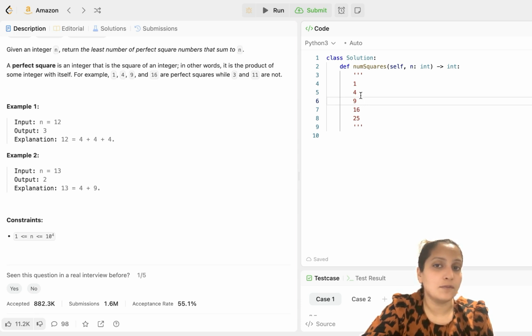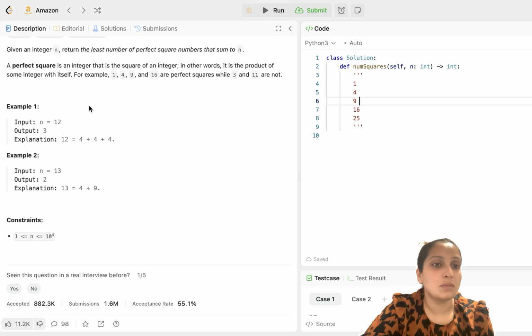So if I add 4, 9 plus 4 is 13, which is greater than 12. So that cannot be possible. Then I have only one option remaining, which is 1. So 9 plus 1 is 10, and then I have to add 1 again. 10 plus 1 is 11, and 11 plus 1 is 12. So I'll have 4 perfect squares that sum up to 12 here. But is there a better solution?